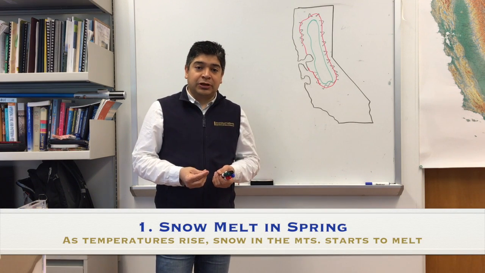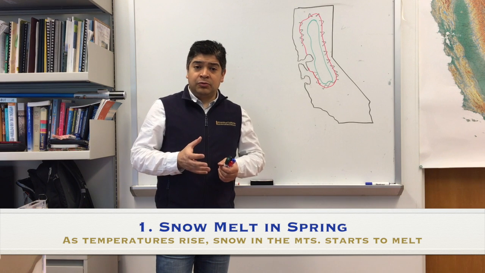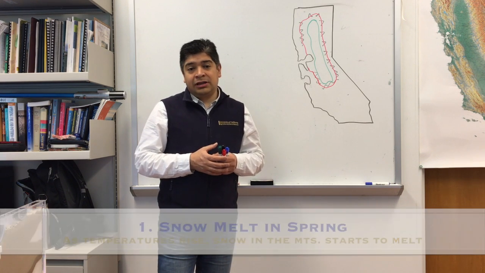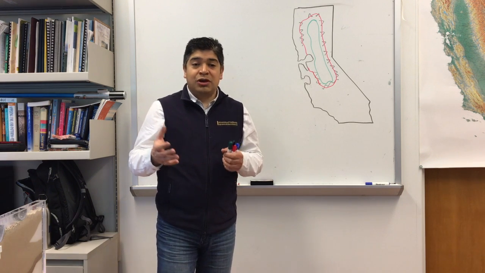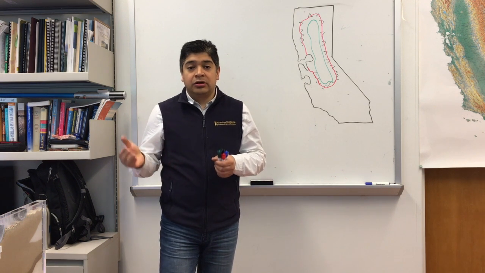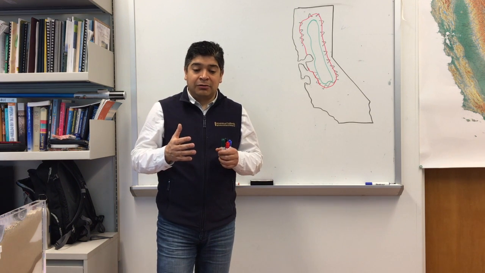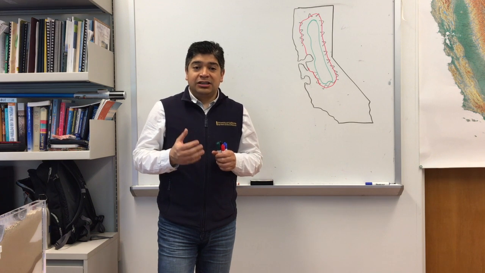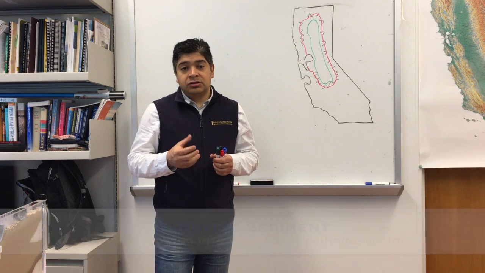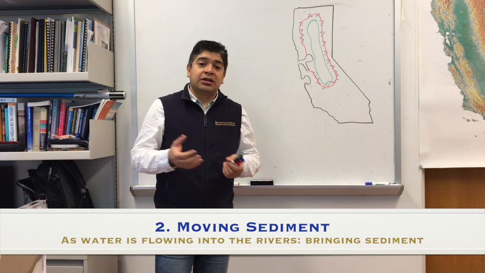So what happens in spring? As the weather is getting a little bit warmer, all that snow is melting. So we have snow melt water coming into the rivers. And that water is not only bringing water, it's also moving some of the sediments downhill.